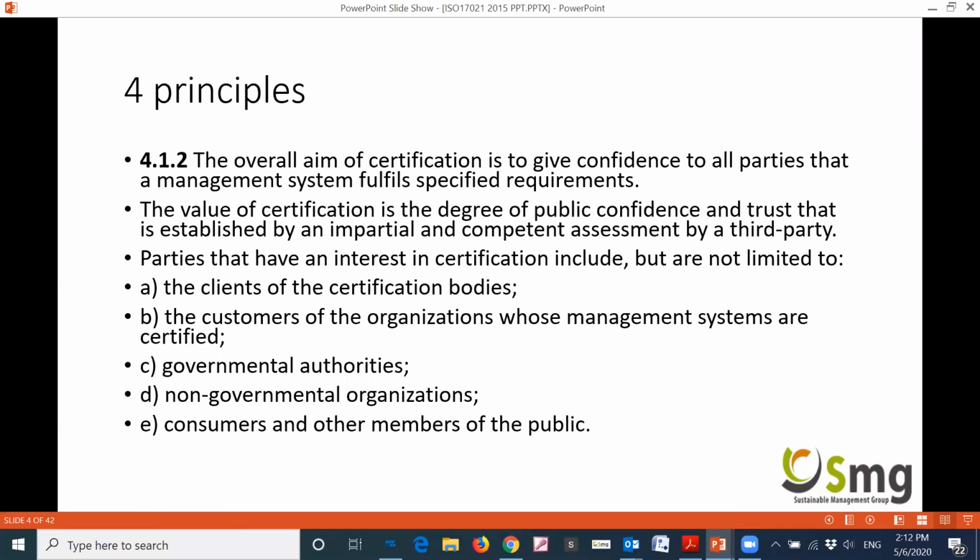So who is interested in the certification business? Clients of the certification bodies. Our clients that we certified want to make sure that when they give the certificate to their customers, they can tell them, look, we are certified by SMG. SMG is a very good company. They have a good reputation. They are fair. They are honest. They have integrity. They do their business properly. They are impartial when they give certification. That's very important for our clients to be able to tell their customers about the value of the certificate they are getting from SMG.